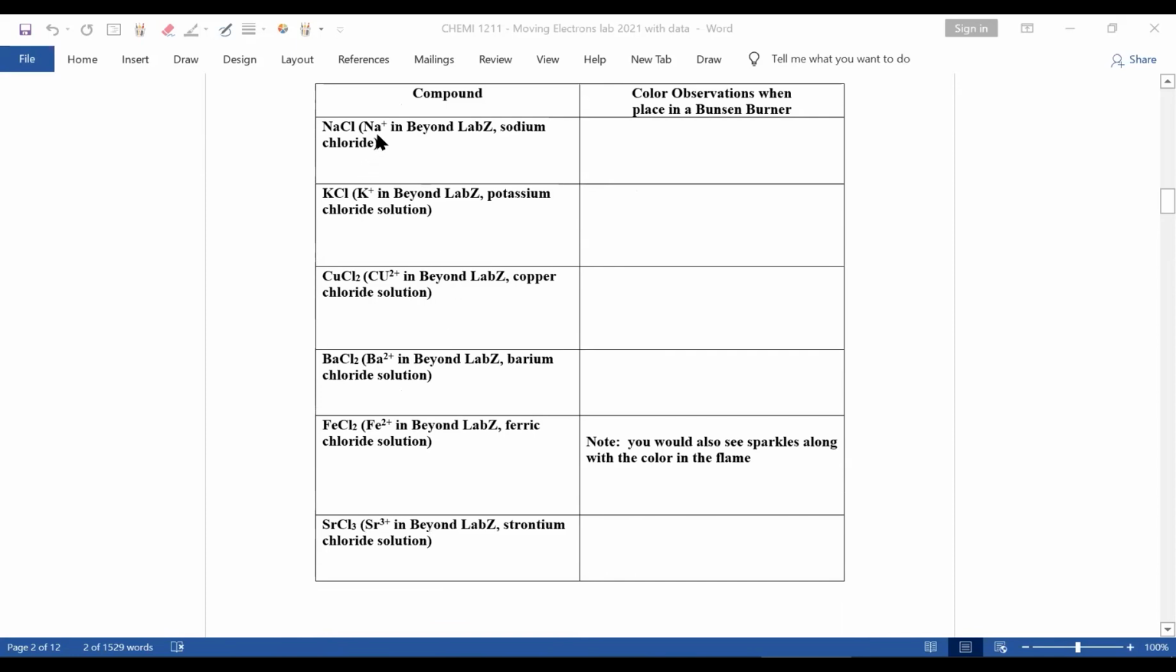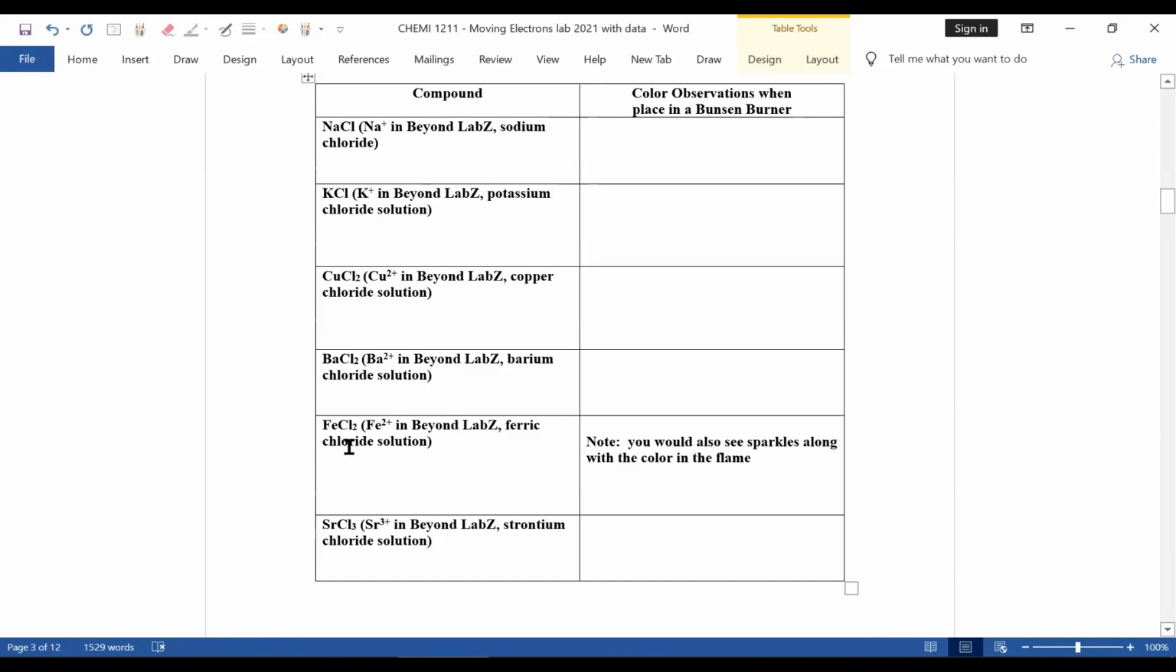I have sodium chloride, and you use the Na plus in Beyond Lab Z. I have potassium chloride, copper chloride. That should be a lowercase u. Sorry about that. And then barium chloride, ferric chloride, and strontium chloride.